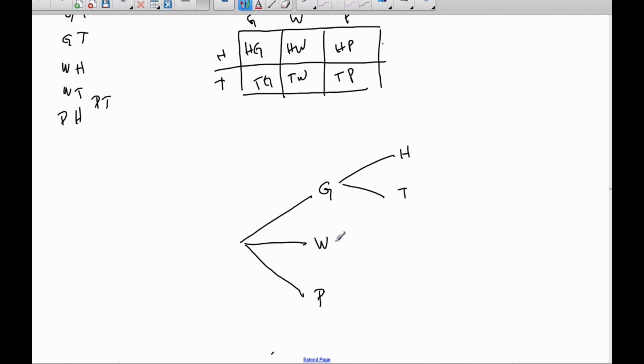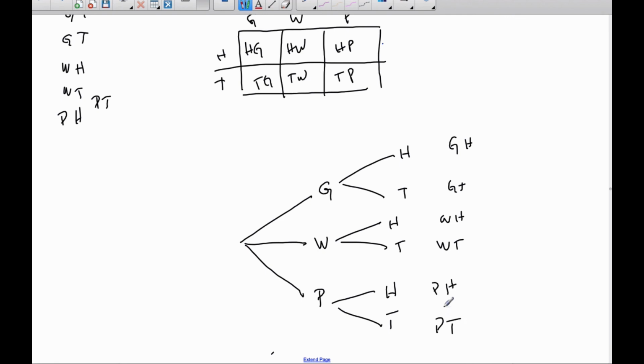If I had a white one, going down this branch, it will be a head or a tail. And if I go down this branch, if I pick the purple bead, then again, when I flip the coin, it could be a head or a tail. And so again, I get GH, GT, WH, WT, PH, and PT. And so you can recognize all the different possibilities that there are.